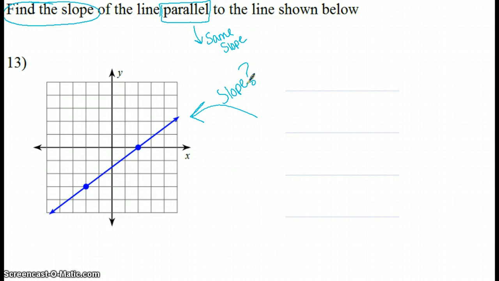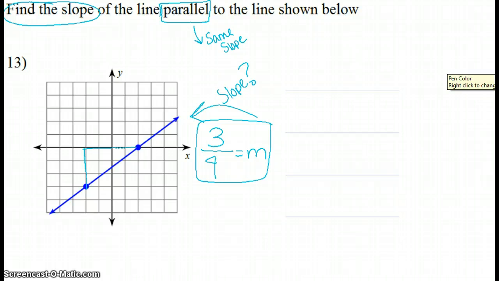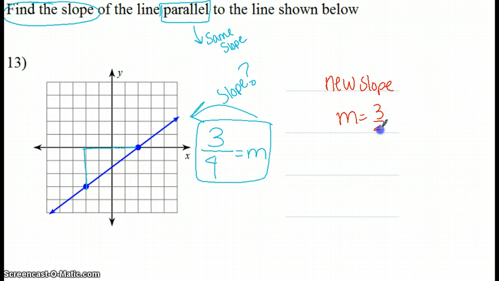So I can use my rise over run techniques. I always start with the point closest to the farthest to the left. I'm going to go up 3 and over 4. So I know that the slope of this line is 3 over 4. I need to identify the parallel slope. So I know that parallel slopes are the same. So the new slope is also 3 over 4. You should pause the video here and continue with the remainder of the problems in this section.